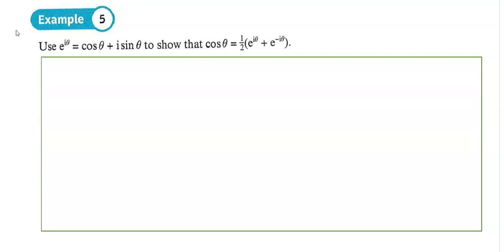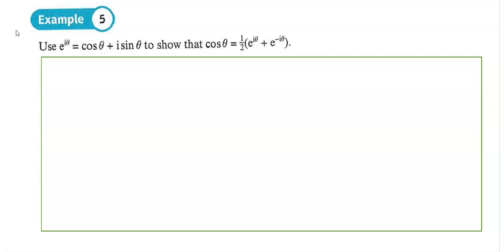Okay, this question is a wee bit different and leads to something we'll be seeing a bit later on. It says use e to the i theta equals cos theta plus i sine theta to show that cos theta equals a half times e to the i theta plus e to the minus i theta. Now there's a wee clue in this. You already know what e to the i theta is, but in their answer they've got e to the minus i theta, so you want to think about that.